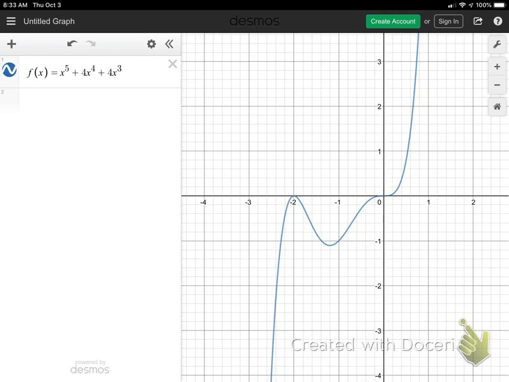Here's another one that we're going to look at. I have x to the 5th plus 4x to the 4th plus 4x to the 3rd. Okay? I am touching the x-axis here and changing direction. What does that tell me about this multiplicity? Before I even solve it, what does it tell me? It's even.